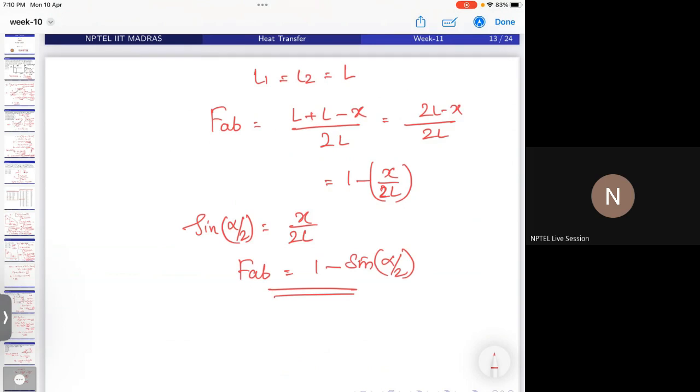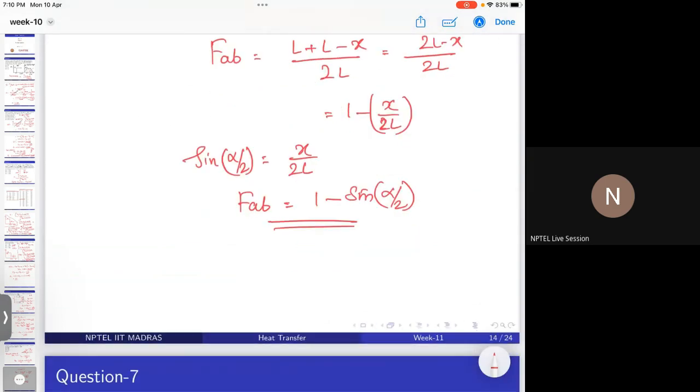At any angle alpha. So put alpha equal to 90 degrees. FAB is equal to 1 minus sine 45. What is sine 45? It is 1 by root 2, so FAB comes out to be 0.293.